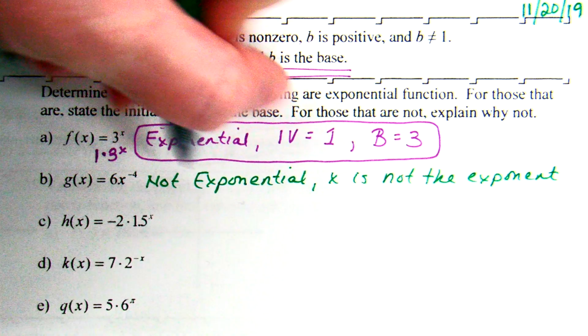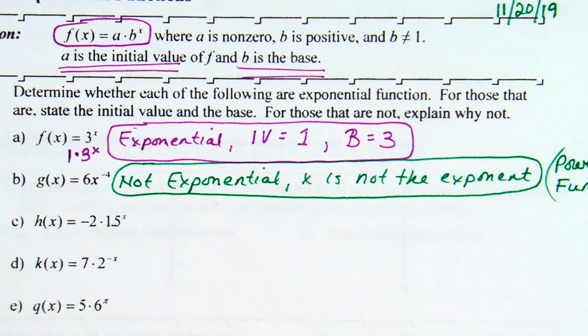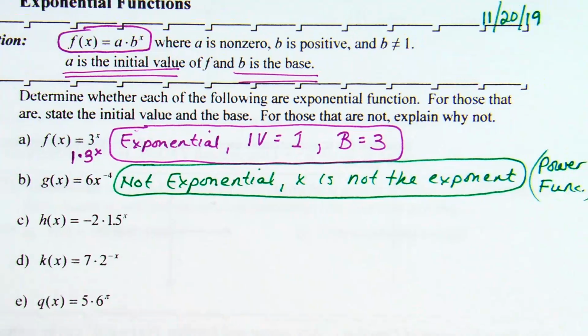If you want to classify this based on the test we just took, it has a negative exponent, which means it fits into the power function category. Not that you have to be able to state that right there, but that's where it classifies.